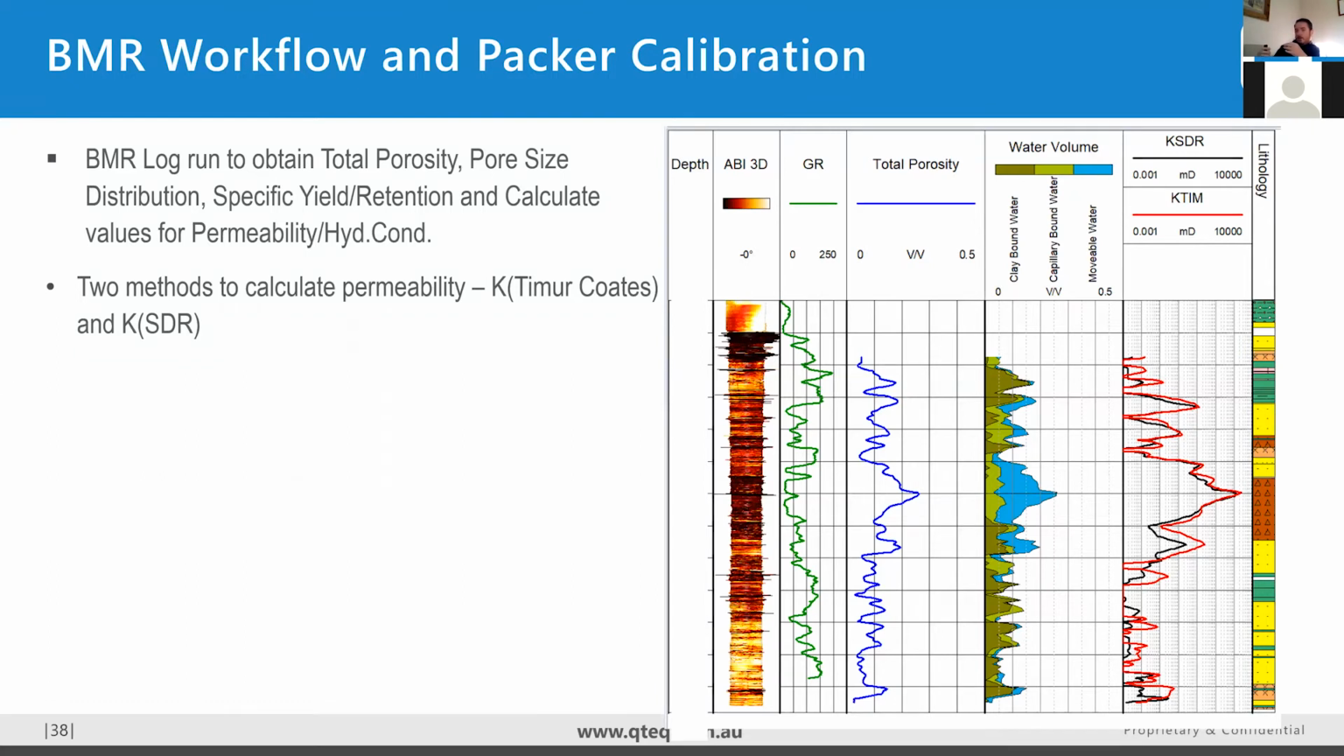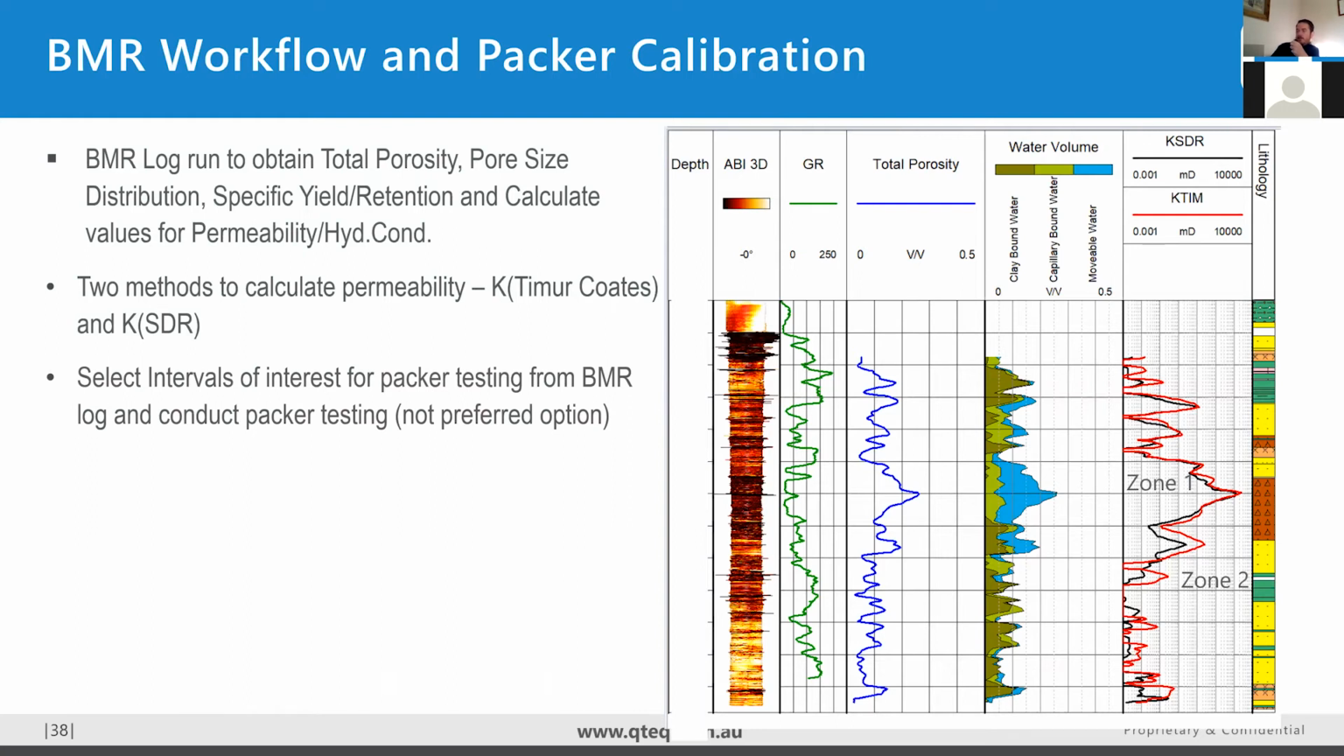Or, they've gone through the whole process of doing the calibrations and then have worked out that they can replace a large amount of their packer testing with a simple log. So instead of spending a week on a well doing packer tests, they run an NMR log and get equivalent data out of their models.